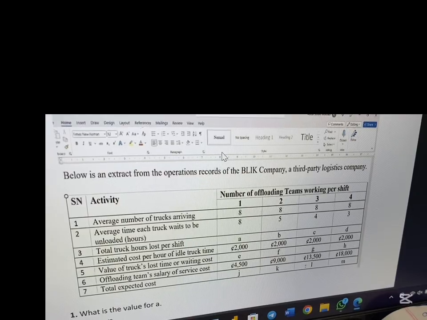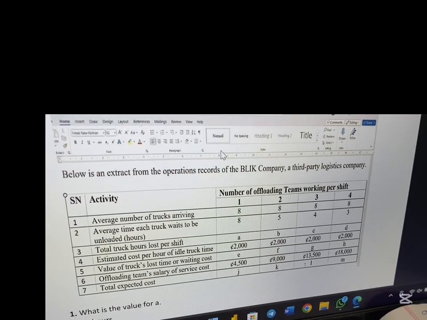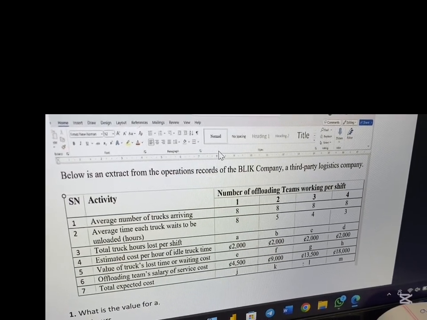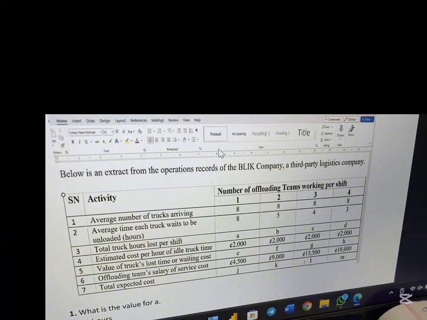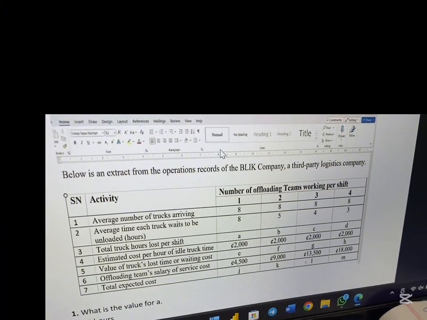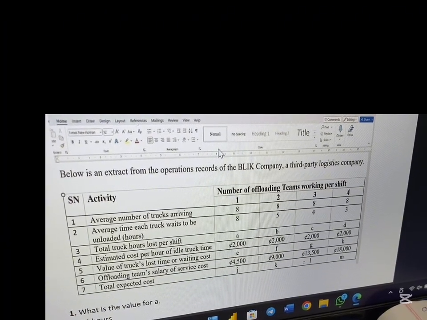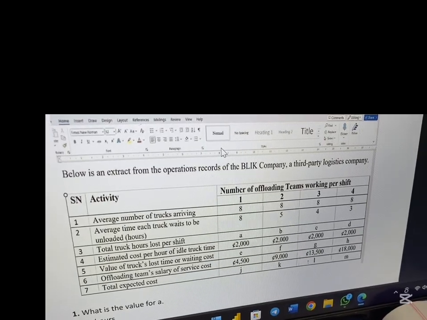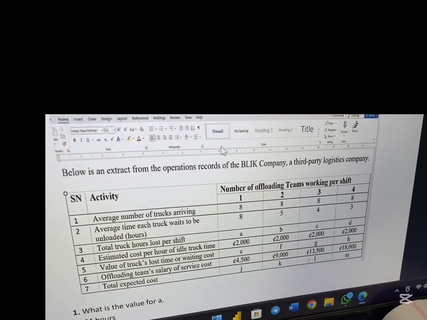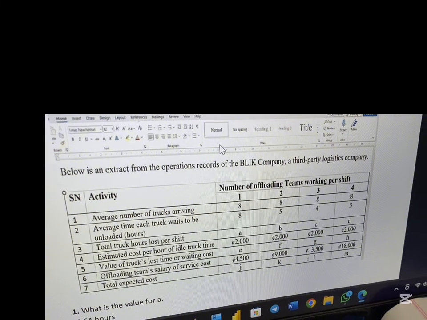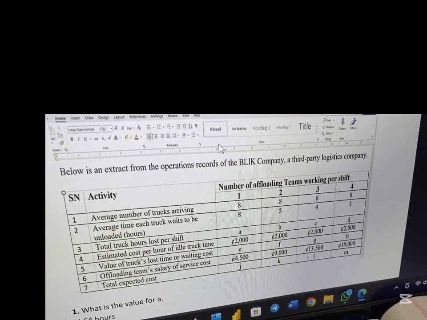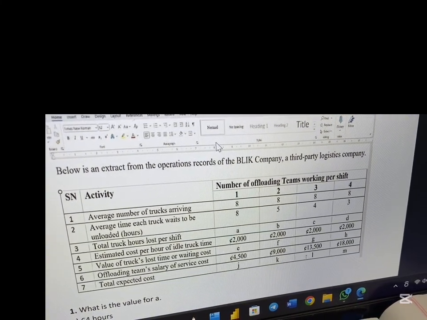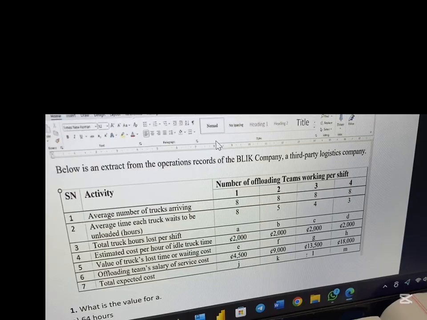If it's unloaded by one team, it will take 8 hours. If it's unloaded by 2 teams, it will take 5 hours. If it's unloaded by 3 teams, it will take 4 hours, and if it's unloaded by 4 teams, it will take 3 hours. And then we have total truck hours lost per shift, which we are supposed to calculate, represented by values A, B, C, D.